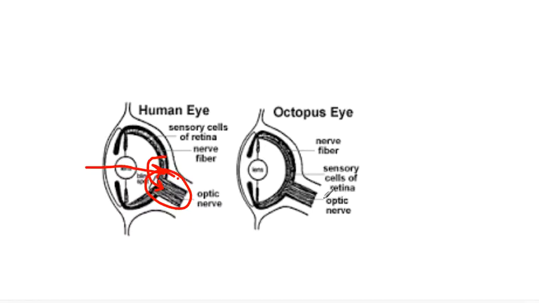But look at the octopus eye. Their nerve actually comes and then it stops right here at the bottom of the eye. So they have no blind spot. A little better, although I think given the choice, I'd still rather be a human than an octopus.